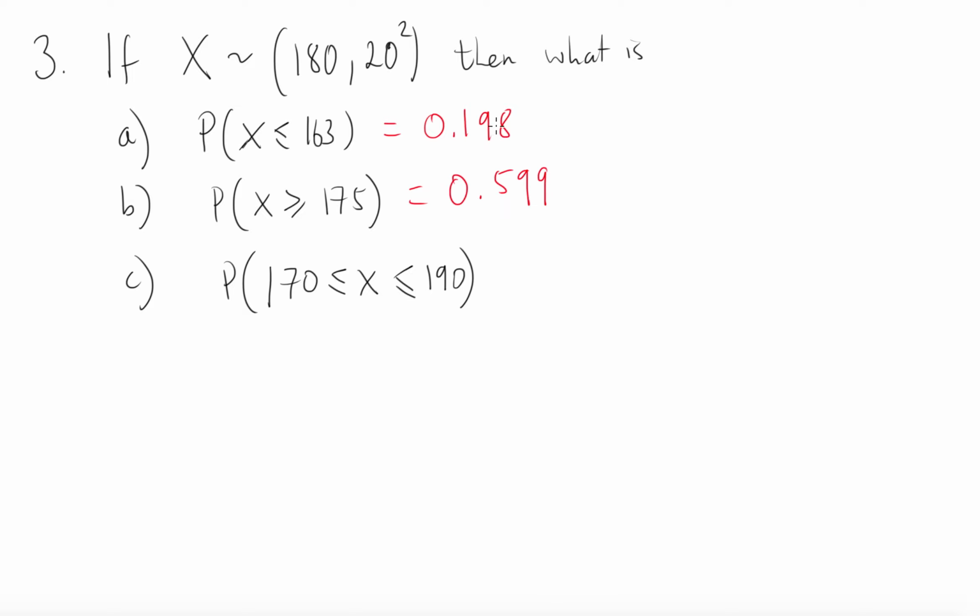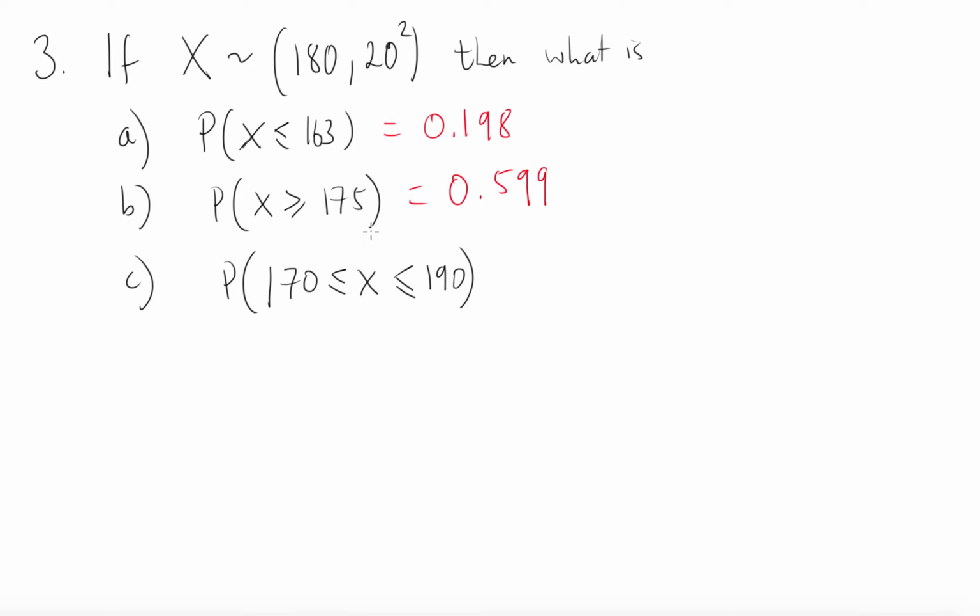So what does this mean? This will mean that roughly 20%, or 19.8%, of the population has a value, let's say it's a height rather than a weight, of less than 163. In this case, 59.9% of our population would have a height greater than 175.